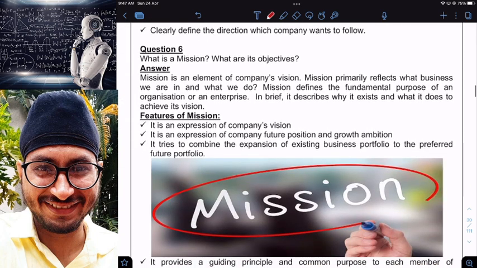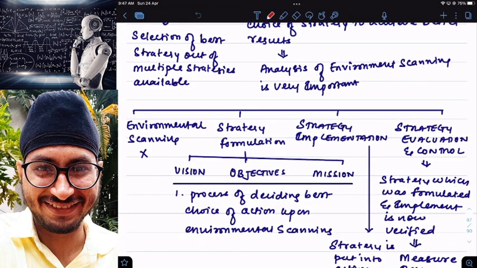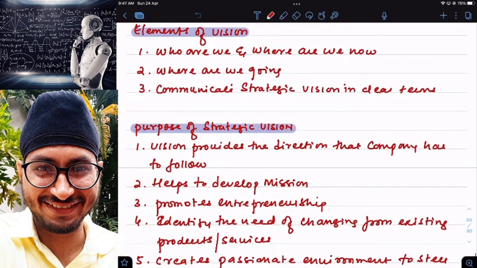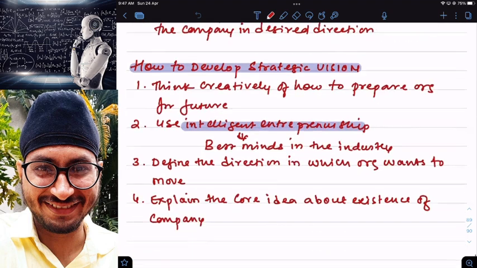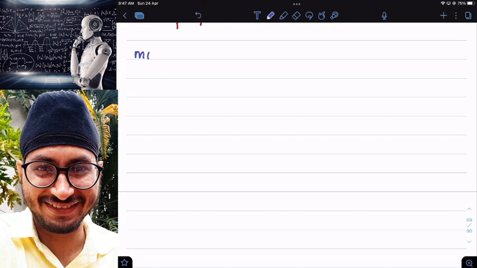Now we have mission. Clear? What is mission, sir? Mission is something about future or something about present? Mission is something about present. What are you right now? Mission. What you want to be in future? Vision. Clear?